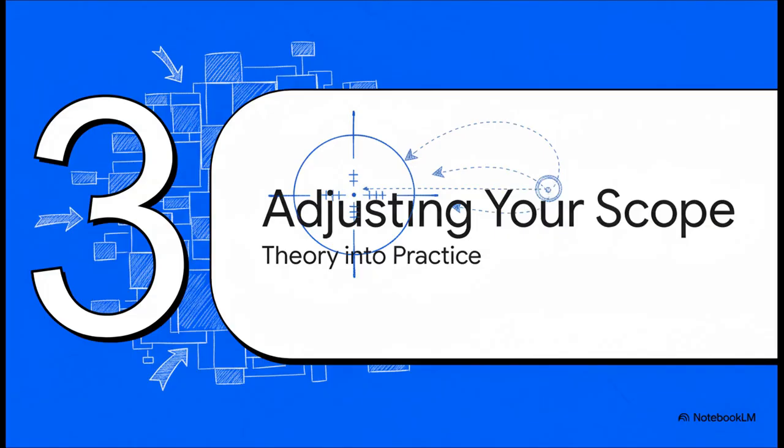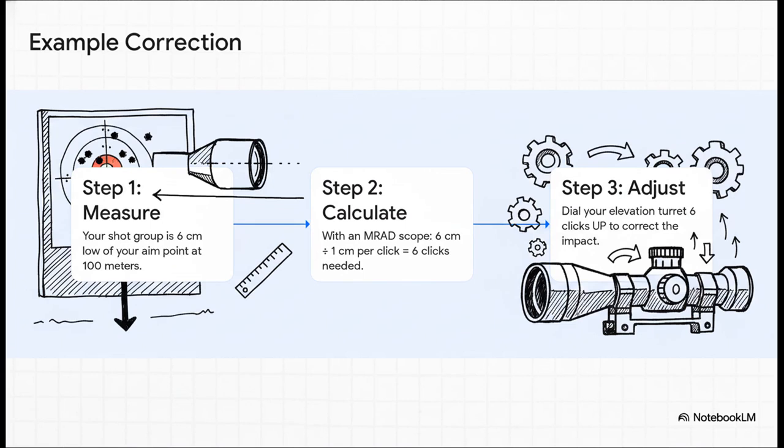Let's actually put this stuff into practice. How does this translate to you, on the range, actually dialing your scope and hitting the target? So imagine this. You fire a group, you look through your spotting scope, and you see you're 6 centimeters low. With a typical MRAD scope, you know that 1 click is 1 centimeter at this distance. So the math is, well, there's barely any math.